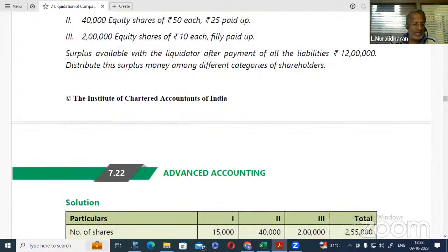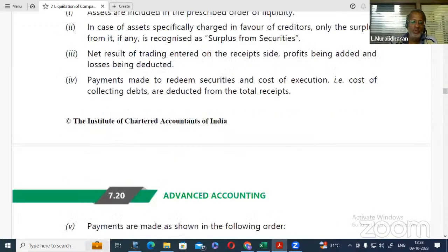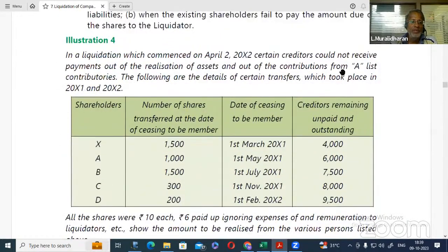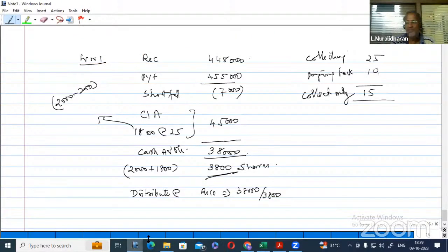Then, that is the liquidator's final statement. Now, I would like to do a problem on B list of contributories. What is that? We have it in case of B list of contributories, and what do you mean by A list of contributories?